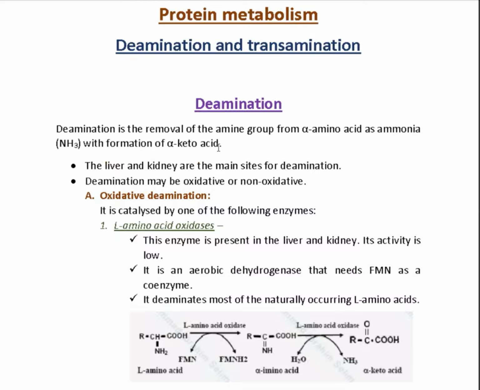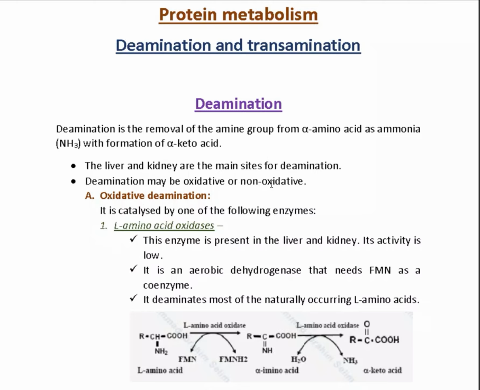The liver and kidney are the main sites of this deamination process. So the sites of deamination are the liver and kidney. It may be oxidative or non-oxidative, so according to this it is classified in two ways: one is oxidative deamination, another is non-oxidative deamination.